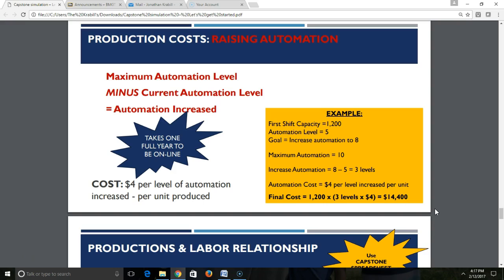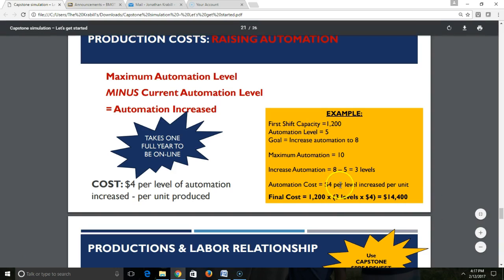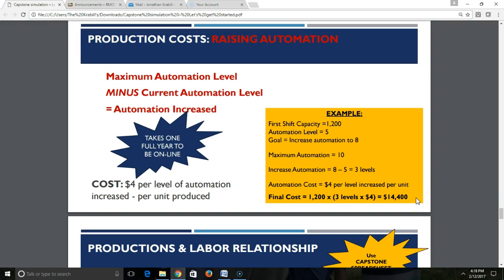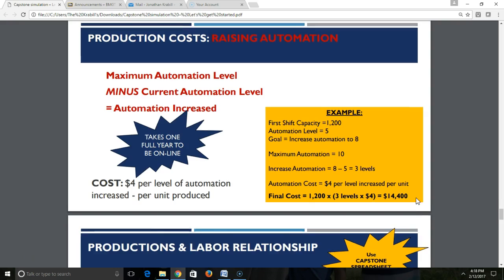So from that standpoint, it can't just be what we have increased our automation to. The maximum automation level minus whatever you're currently at is going to be the automation increased. So if it's $4 per level of automation increased per unit produced, it's going to take a full year. It's going to go that full route. But then if we look here, automation costs of $4. Final cost is $1,200. 3 levels times 4, 1,400. Yeah, 14,400. So as we see, we're going to have this process that we can work through too.